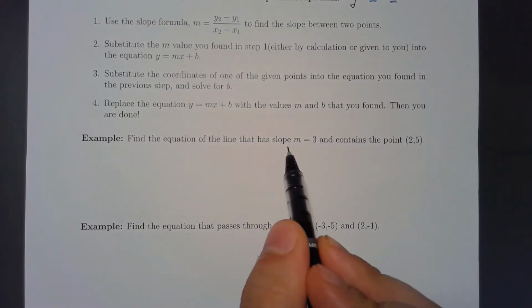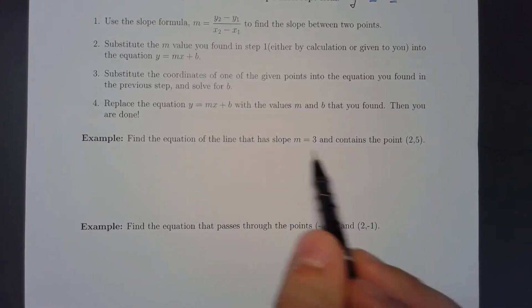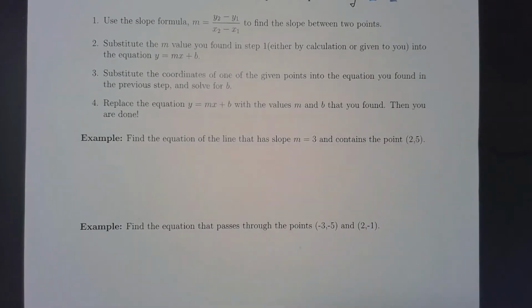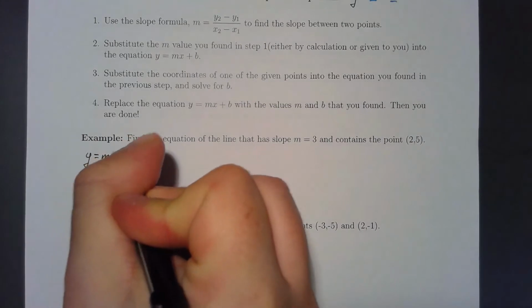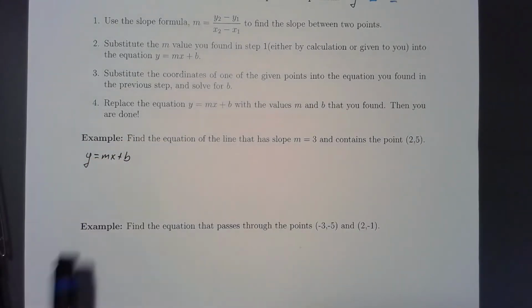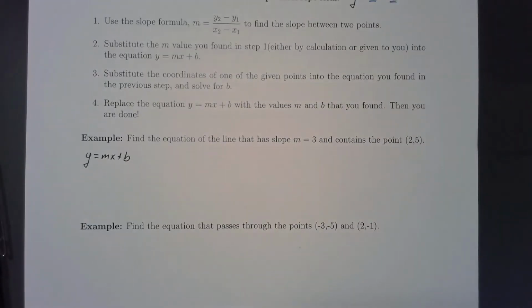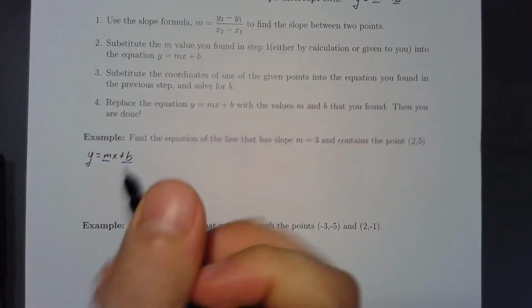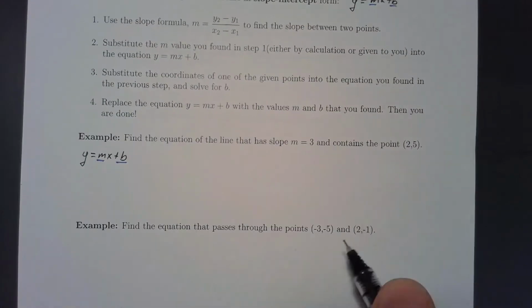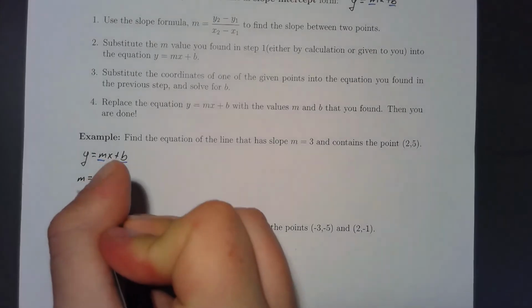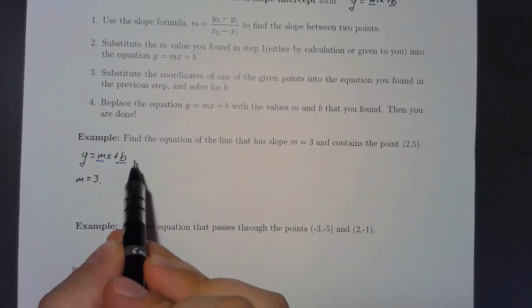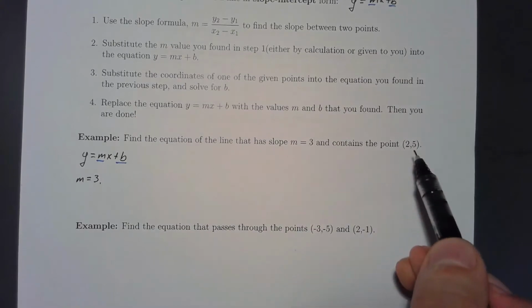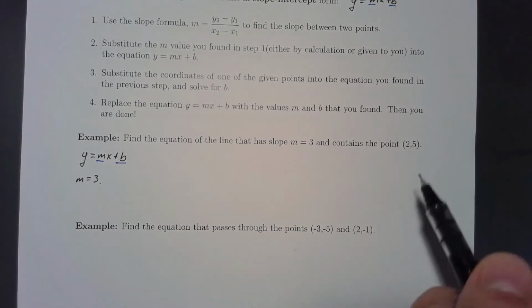Find the equation of a line that has the slope 3. I tell you the slope, and it contains the point (2, 5). Okay, so y equals mx plus b. I need to find two things: the slope and the y-intercept. I already know the slope. It's 3. Now, to find the y-intercept, it's not 5.